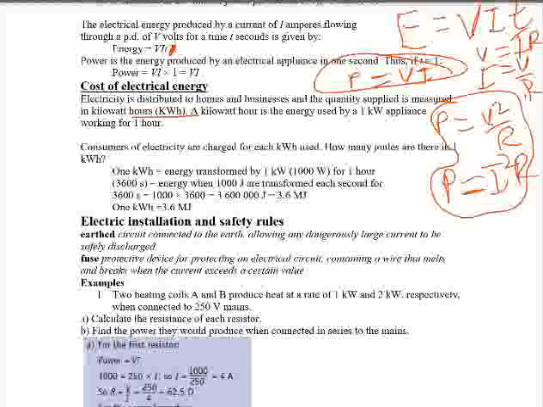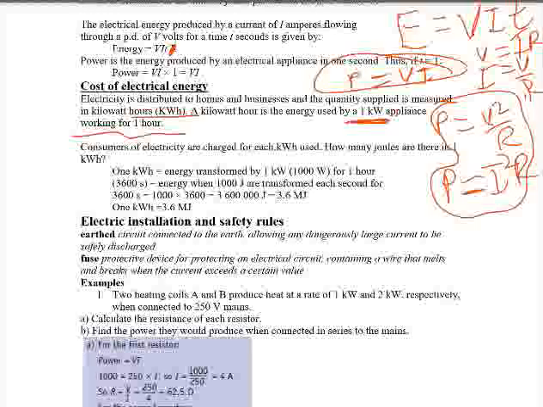Every electrical station measures in kilowatt hour. A kilowatt hour is energy used for 1 hour. How much appliance? 1 kilowatt power appliance. Therefore, kilowatt hour indicates an energy used at 1 kilowatt for 1 hour. Therefore, for example, consumers of electricity are charged for each kilowatt hour used.